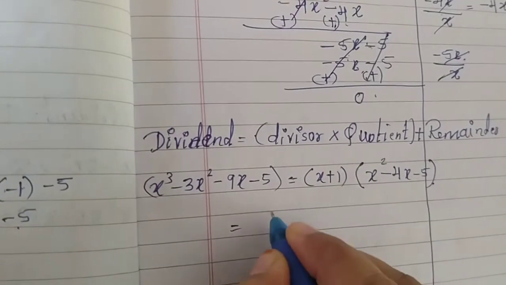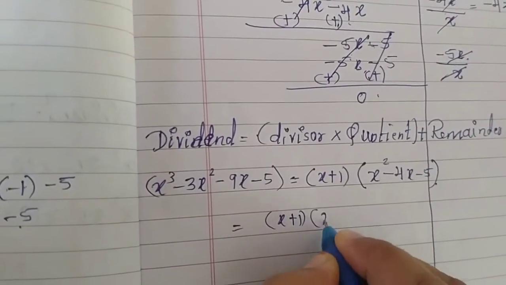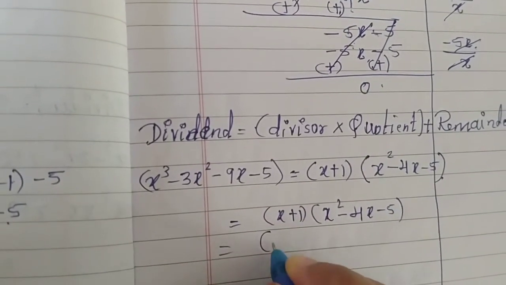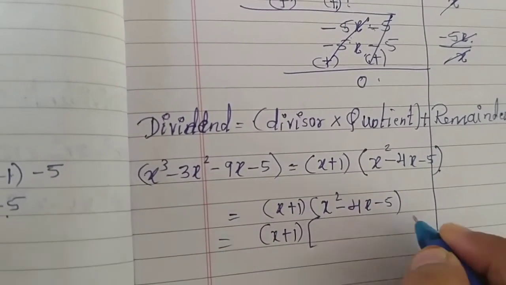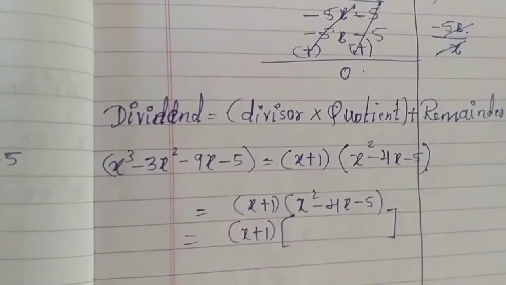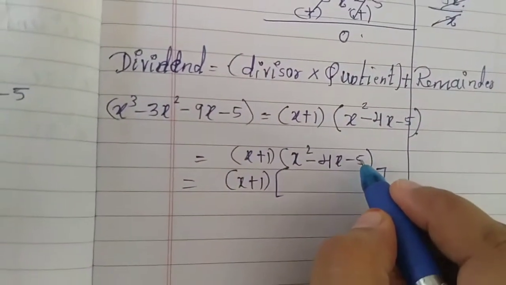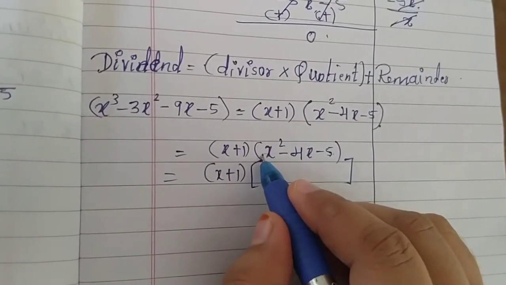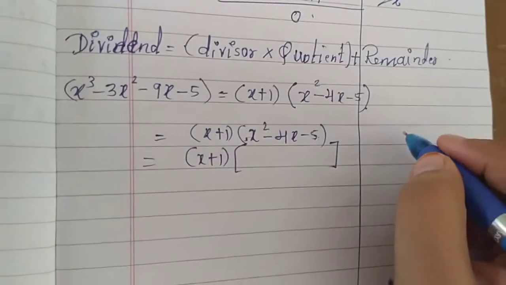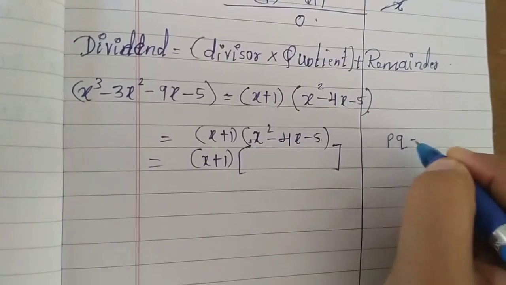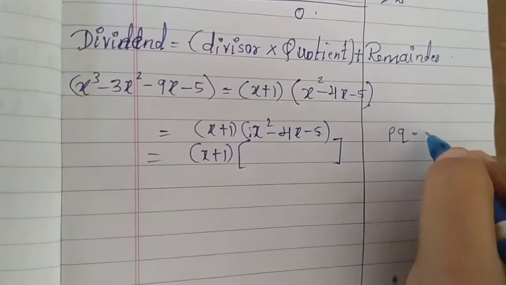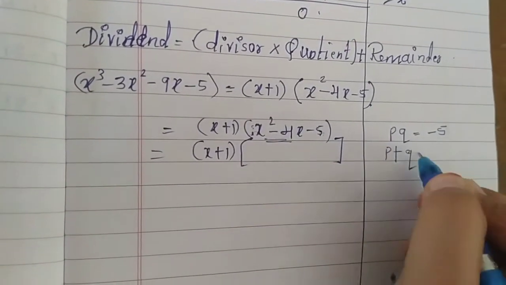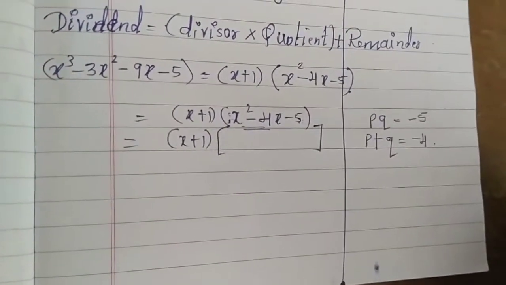So now again the same thing, that is x plus 1, and you have to consider x square minus 4x minus 5, and you have to split this by using the splitting method. So here you have to find the product of the first constant term and the last constant term, that is p into q, that is 1 into minus 5, which is nothing but minus 5, and here the middle term, that is p plus q, is nothing but minus 4.